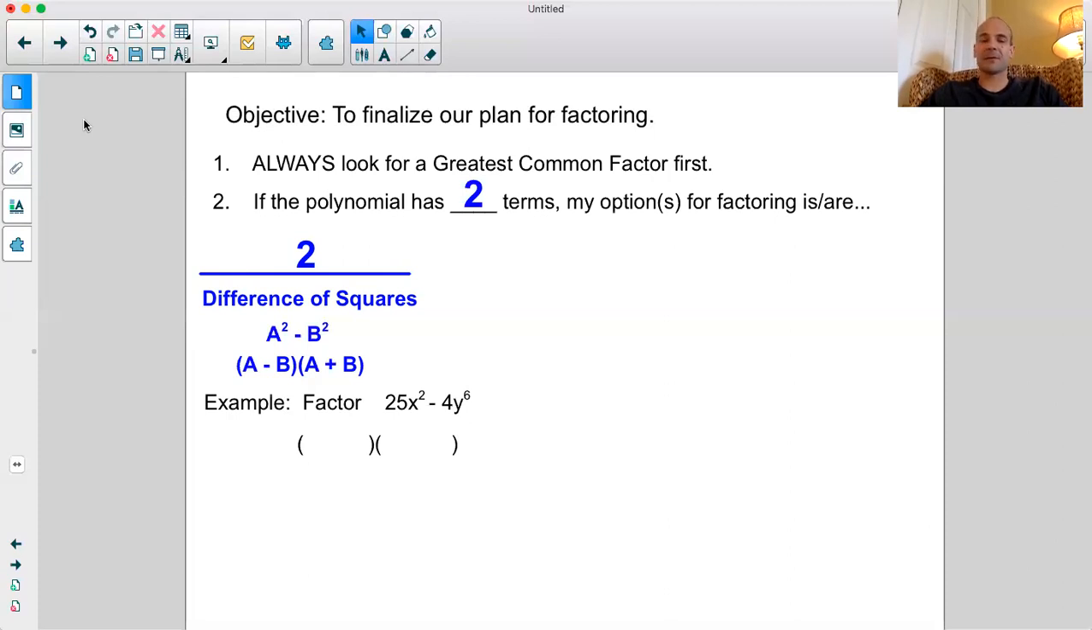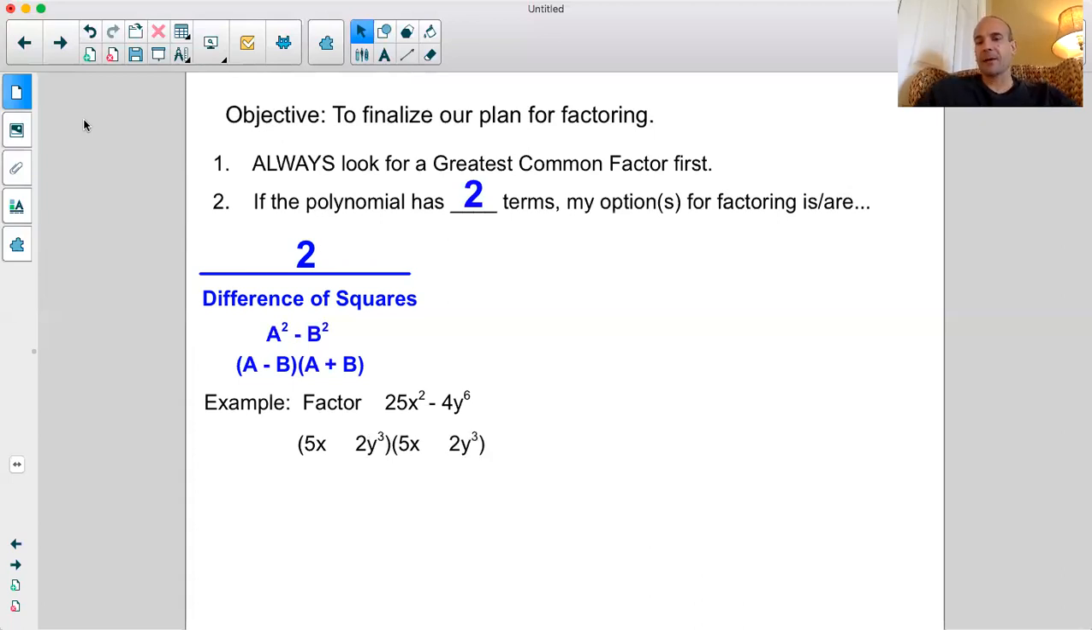25, yep, that's 5 squared. X squared, obviously what you get when you square x. 4, that's 2 squared. And it might be a little more subtle, but y to the 6th is actually a perfect square. Even though 6 is not a perfect square, y to the 6th is. We'll demonstrate that at the end as we check it. So 25x squared isn't too bad to split evenly. 5x and 5x will get that job done. That plays the role of a.